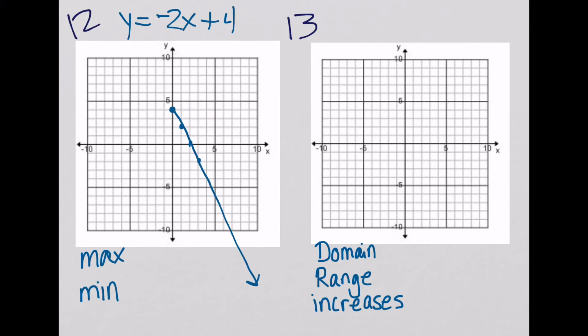And that's what it looks like. I know that this line technically could keep going back there, but my domain has been restricted to just being greater than or equal to 0. So the maximum point then is at 0, 4. That's the highest this thing gets. Is there a minimum? Nope, because it just keeps going down, down, down forever.